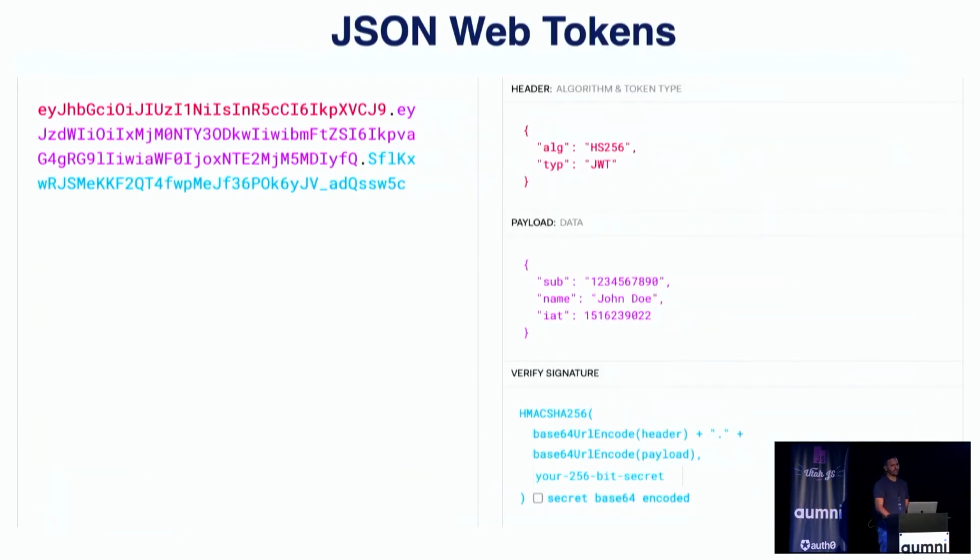And they'll look something like this. On the left-hand side here, it's just a bunch of uppercase, lowercase letters separated by 2 dots, because a JSON Web Token is separated between 3 different segments. The first one in red is the header. So this is going to define the algorithm, the token type.